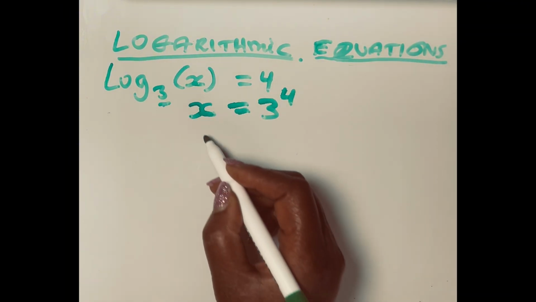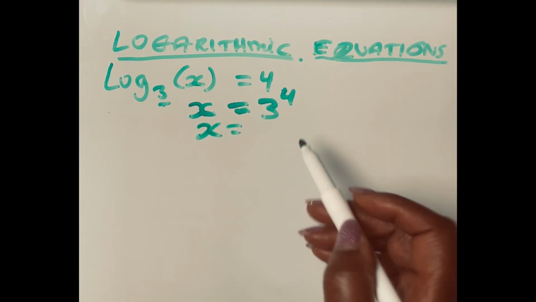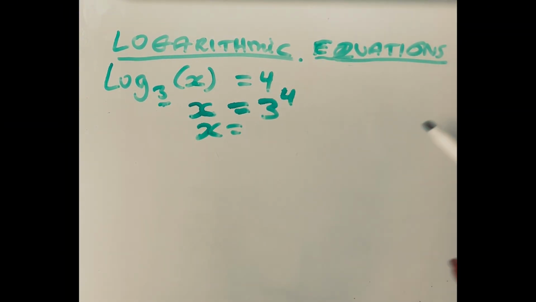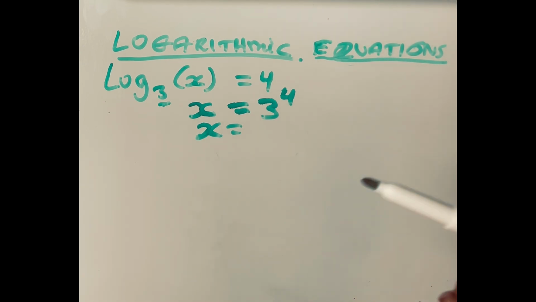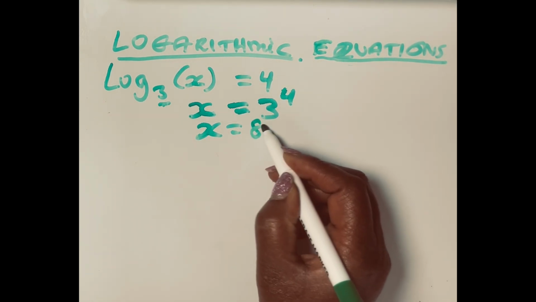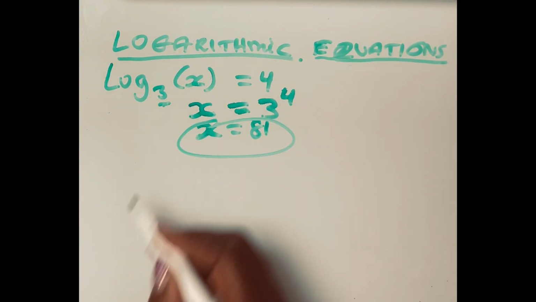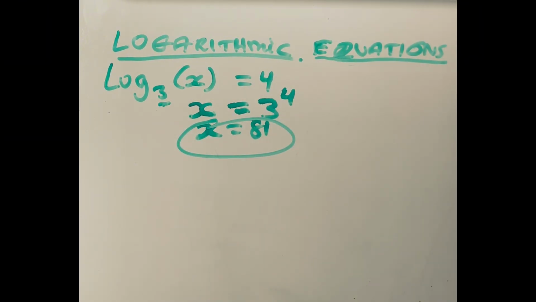Simplify it. So x is equal to, what is 3 times 3 times 3 times 3? So 3 to the power of 4 is 81. So the answer here is 81. That was pretty simple, wasn't it?